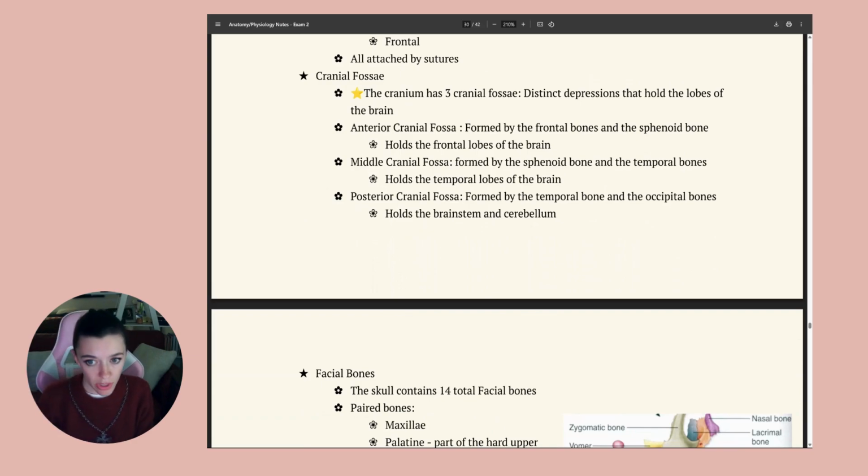Your middle cranial fossa is formed by the sphenoid and the temporal bones. So your anterior is with the frontal, and the middle is with your temporal. And that holds the temporal lobes of the brain. And lastly, your posterior cranial fossa is formed by the temporal and the occipital bones, and that holds the brainstem and the cerebellum. So frontal, temporal, and then brainstem and cerebellum.